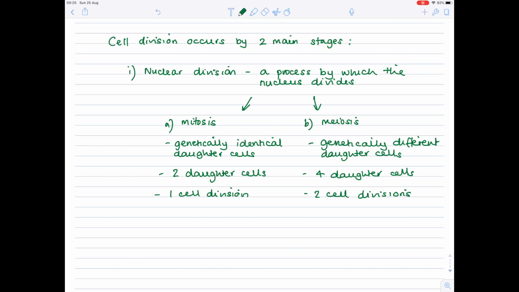And remember that the resulting daughter cells in mitosis are diploid, which means they contain 2 sets of chromosomes, whereas in meiosis they are haploid because they contain only 1 set.